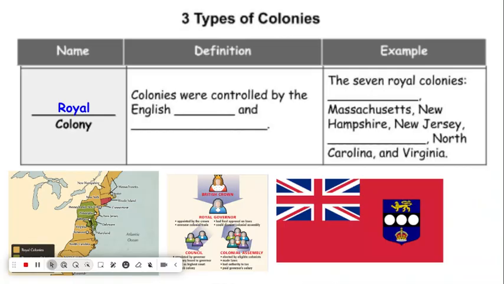Finally, we have our royal colony. These are colonies that were controlled by the English king and parliament, and there are 7 royal colonies. You have Georgia, Massachusetts, New Hampshire, New Jersey, New York, North Carolina, and Virginia.